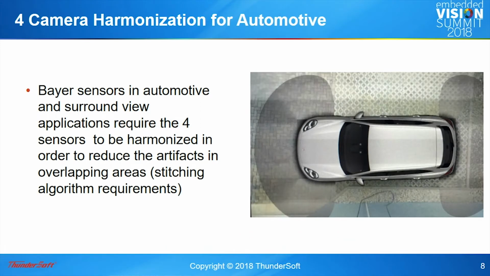And another example, which I already mentioned, would be the surround view use cases. For example, today more and more automotives start to use raw data or bare sensors. In that case, the 4 sensors, you have to calibrate and harmonize in terms of brightness or color in order to reduce the artifacts in overlapping areas when you're stitching them together. So all of these are also important to make a good user experience.